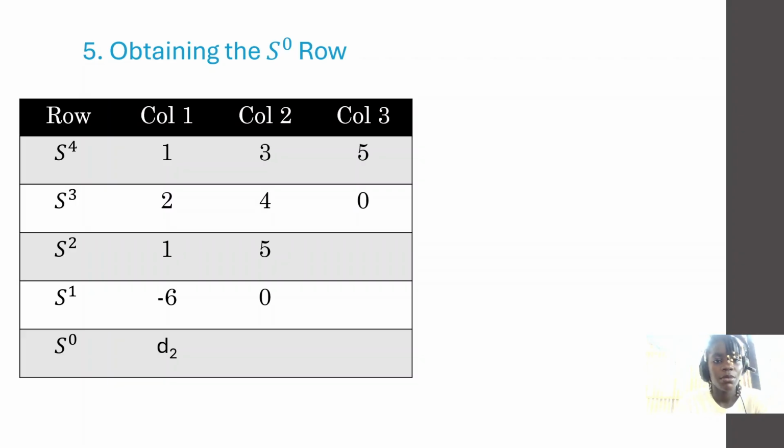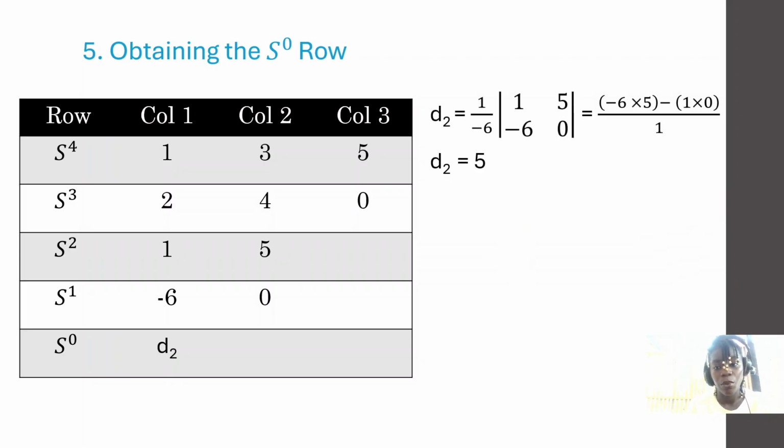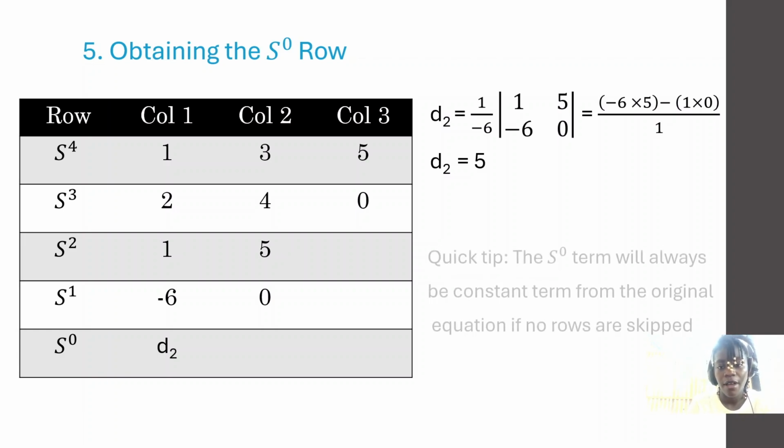So now we are obtaining the S0. In the S0, we just have D2. To find D2, we have to take the determinant of the first column and the second column divided by 6. So computing the values will result in D2 being equal to 5.